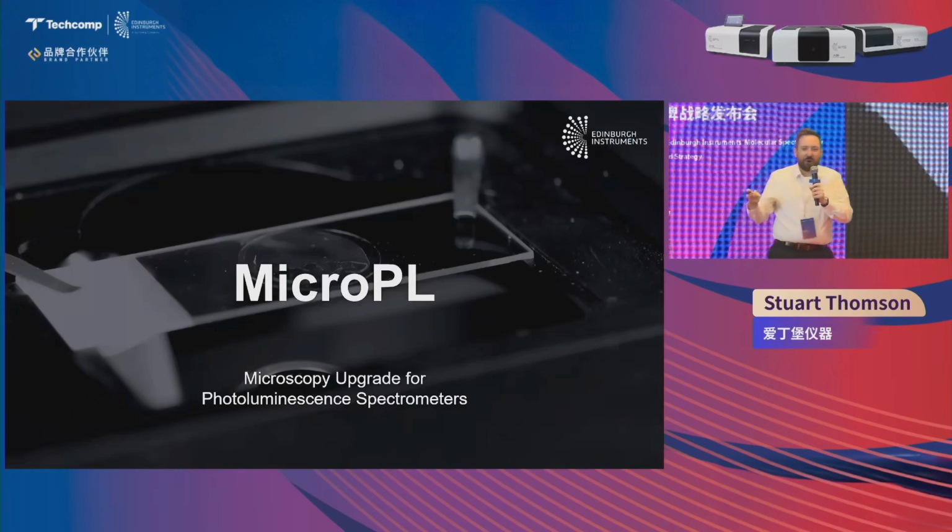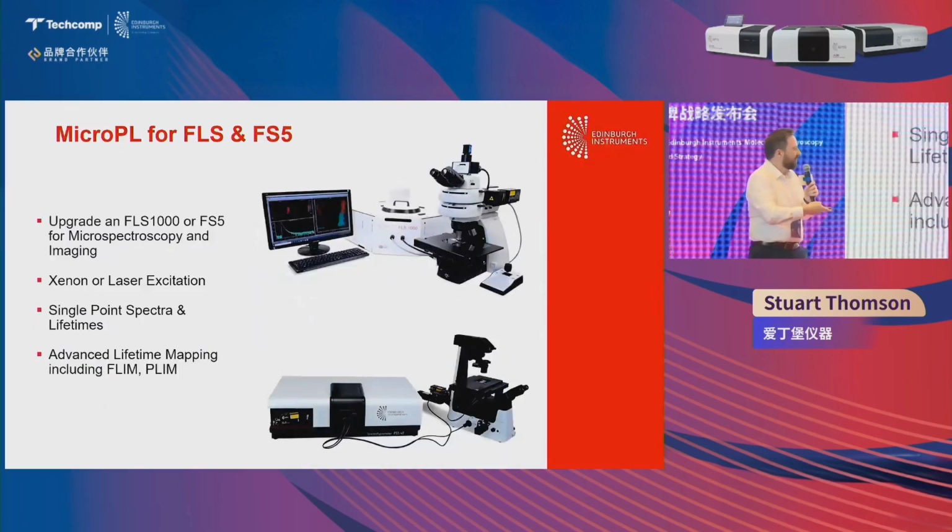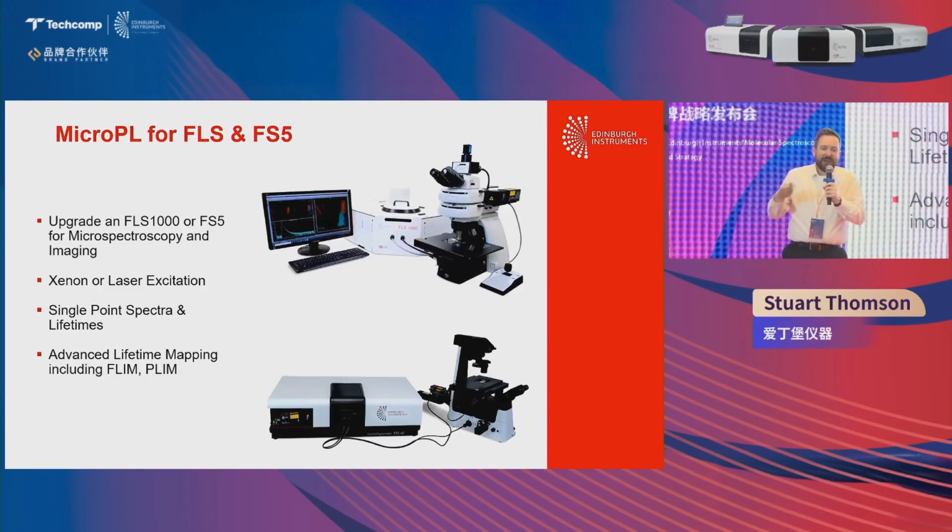And to start off, we'll start with the micro-PL add-on. As I'm sure many of you are aware, the micro-PL is an add-on that couples to the FS5 or FLS 1000. And this is a really powerful combination as you get all the spectroscopy benefits of the FS5 and FLS spectrometers, but now you can also do hyperspectral imaging with them and microspectroscopy.